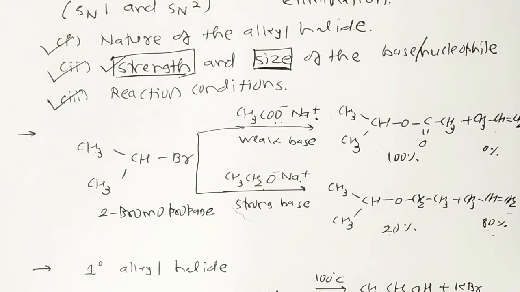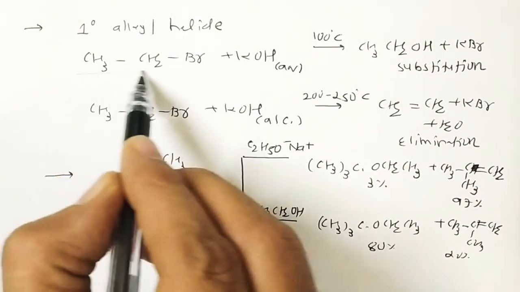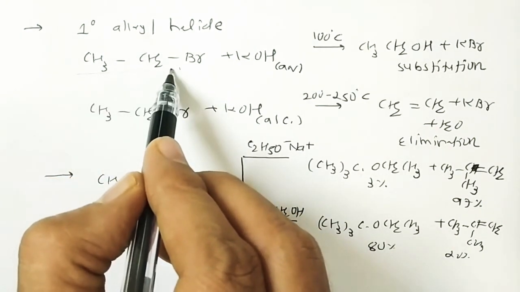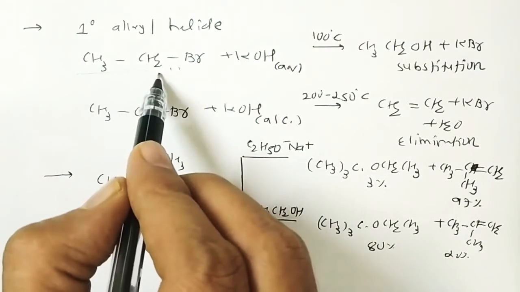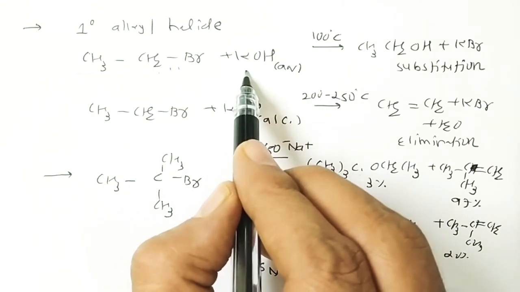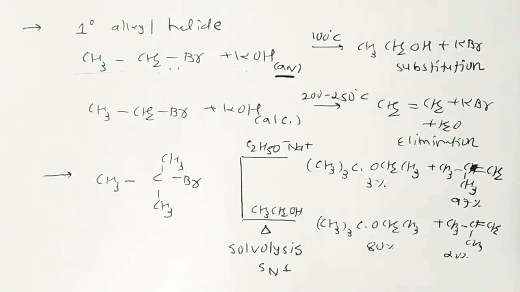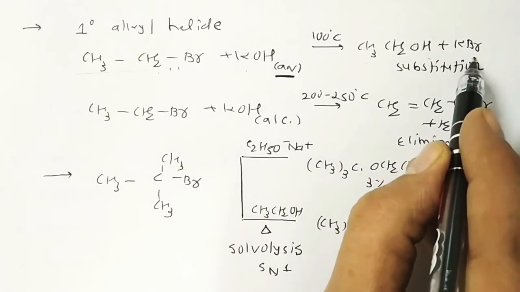The third condition is the reaction condition. In this case, harsh reaction conditions are required for elimination reactions. Why? One more example: this is a primary alkyl halide, right? We know that primary alkyl halides prefer to undergo substitution reactions by the SN2 mechanism. For example, this ethyl bromide, when treated with aqueous NaOH, mind well it's aqueous, not alcoholic in nature, at 100 degrees centigrade undergoes substitution to form ethyl alcohol, or ethanol.